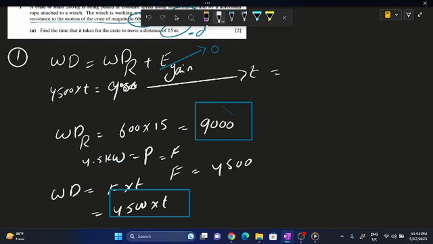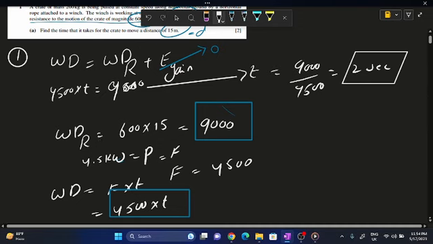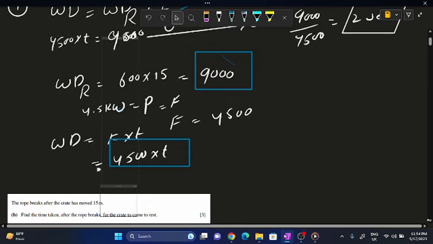So whenever you do, T is equals to 9000 dividing by 4500, your T will be coming as 2 seconds, because time having a unit seconds. So as a whole, your final answer would be 2 seconds. This is the first method through which you can solve this question. Now let me show the second method through which you can solve this one.